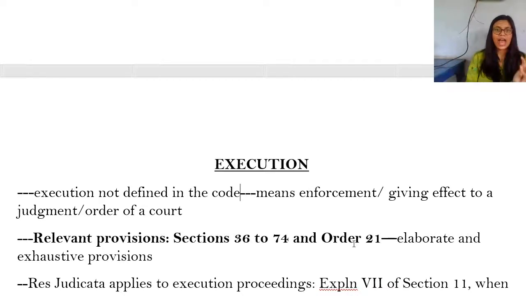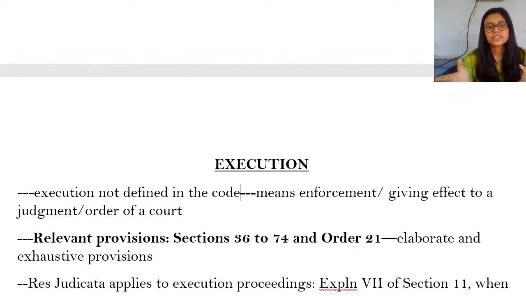So that is why we have the provisions for execution. What do we mean by execution? Here we are trying to enforce or give effect to the judgment or order of the court. As we have already seen with a lot of concepts, execution's definition has not been given under the Code, but we can understand it in simple terms that you are trying to enforce or give effect to the judgment or the order of a court. Now, the provisions relating to execution, quite exhaustive, have been dealt with at length under sections 36 to 74 and Order 21. Order 21 has 106 rules. With today's class, we'll be trying to cover most of it.